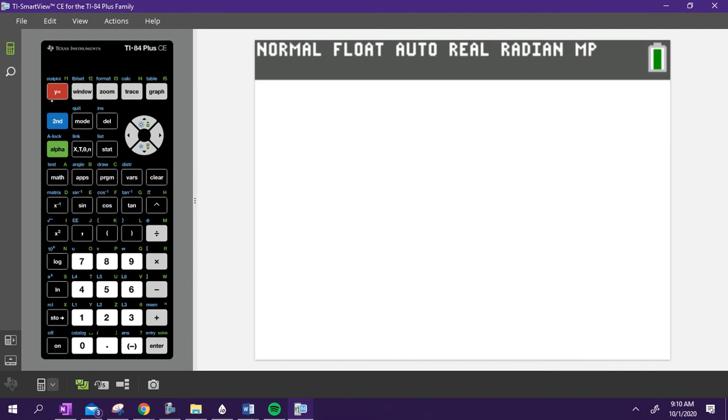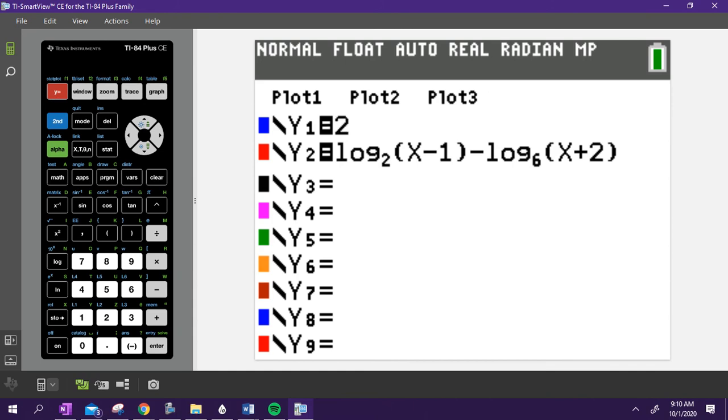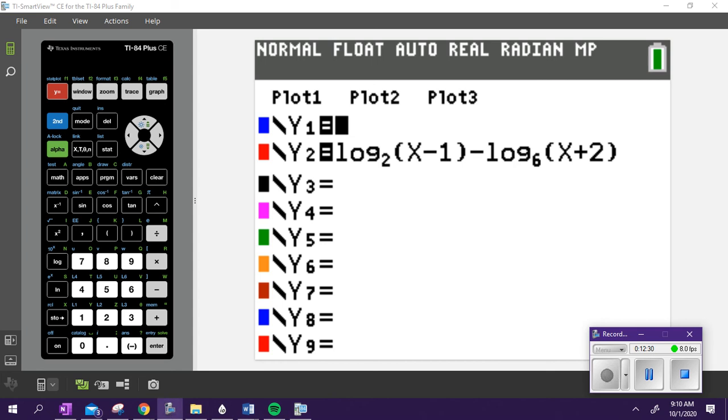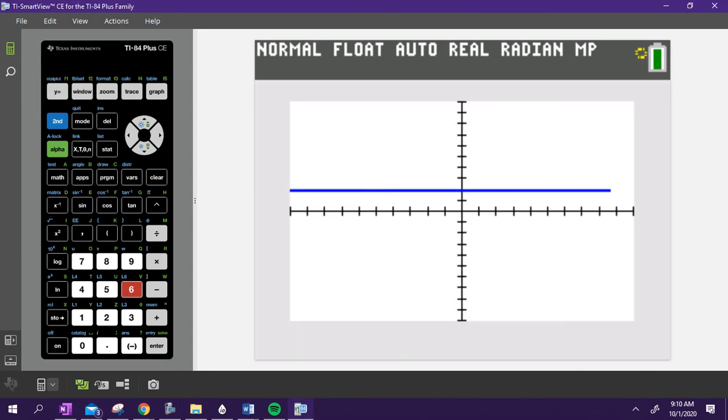So I'm going to go to my y equals button. I graphed log base 2 of x minus 1, log base 6 of x plus 2, and I graphed 2. Type that in. I'm going to hit zoom 6 just so my screen looks like yours. There's my 2 lines. I got a log graph, and I've got the line y equals 2, because that's what it's equal to. I'm trying to figure out where they cross. So if you just look at my screen right now, you can't really tell.